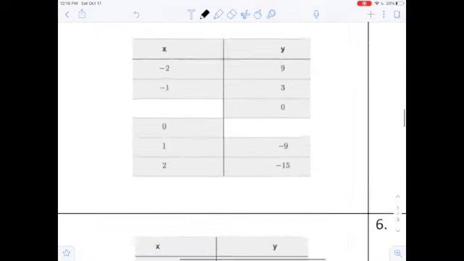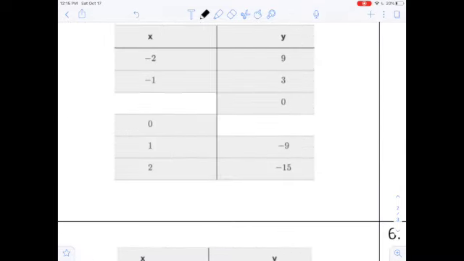Okay, let's take a look at this next table. Now, if you notice in this next table, it looks just a little bit different. Notice how I already have the zeros there for you.